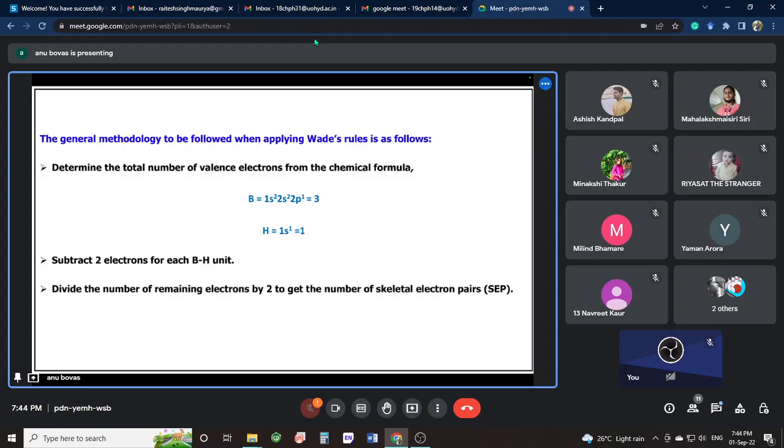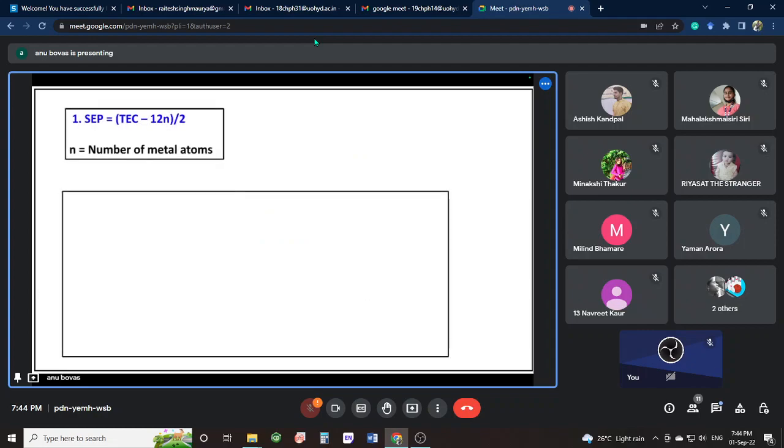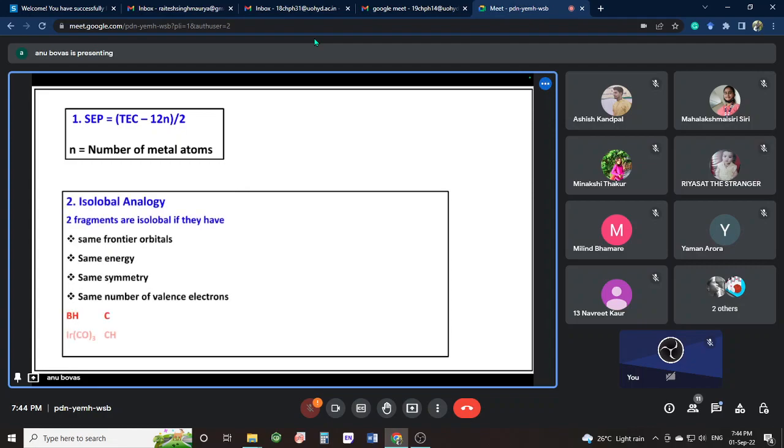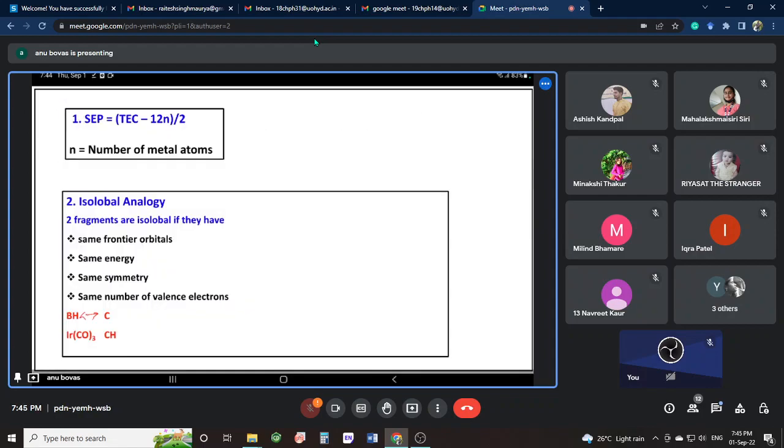This one also, which ones are isolobal to each other, with an example. It will help you to easily remember things. You have learned this, you have heard this. So these materials will help you to easily remember things. So you have taken it? Yes, ma'am.